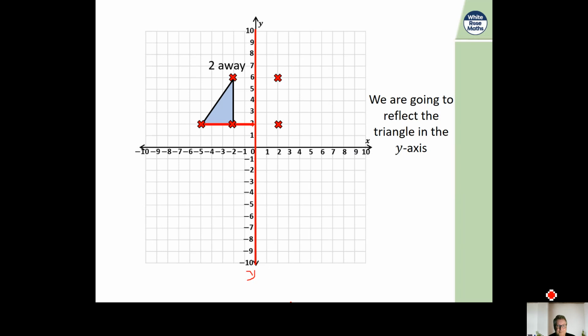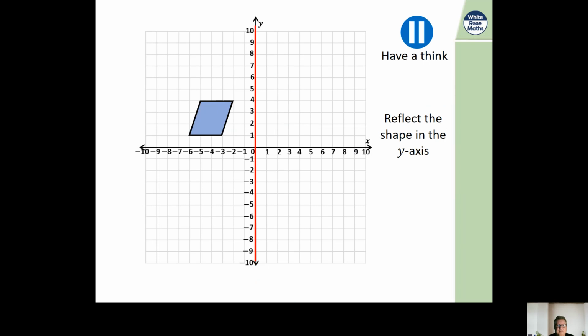This one, 5 away. You need to join those points up using a pencil and a ruler. And there we go. So it's been reflected along the y-axis. Let's have a little go at this one.